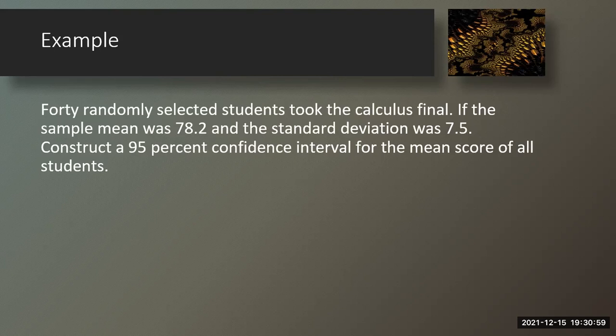So 40 randomly selected students took a calculus final. You'll notice that N is greater than 30 there. And the sample mean was 78.2 and the standard deviation was 7.5. We want to construct a 95% confidence interval for the mean score for all students. So 78.2 and 7.5, and we've got a sample size of 40. I'll probably forget by the time I get to my calculator.